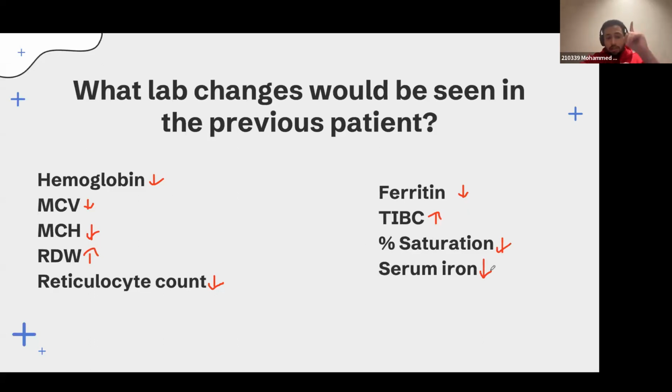Now, next question. What's the first thing to change in iron deficiency from all of these? Ferritin. Okay. The first thing to change, okay, if you have an iron deficiency, is the iron storage levels, which is ferritin. Okay. That's the first thing that changes. What's the second thing that changes?